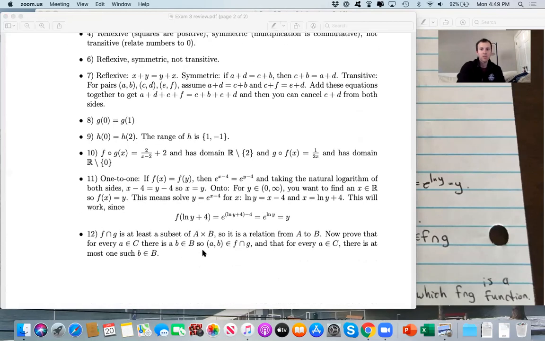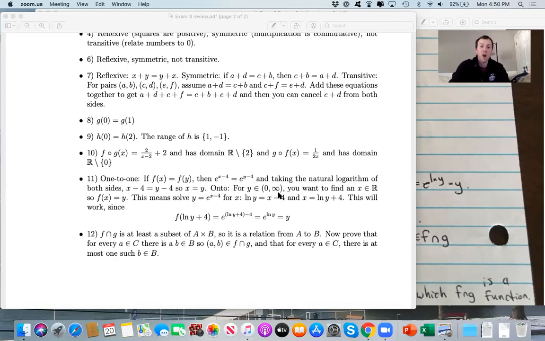I wrote a little bit more here. I was running out of space in the handwritten stuff. Right, so for y in 0 to infinity, find an x so that if you evaluate f at the point x, you get y out. So what that means is you are given this y, you want to find an x which solves this equation. So you actually do the work of solving this equation. Take the natural log. Here, and this is important, you are allowed to do this because your y is from 0 to infinity.